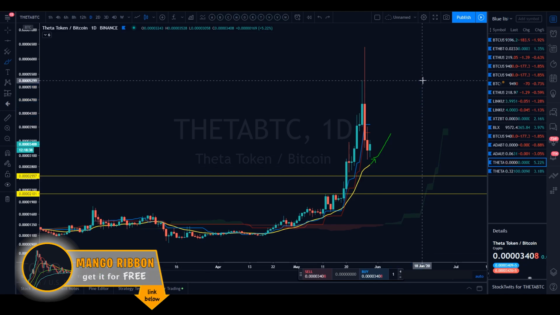Now that's what I will be looking for on these higher time frames. Right now, I want Theta to maintain these wicks here, to defend these wicks here at around that 2652 sat region. Defending this is going to be everything.